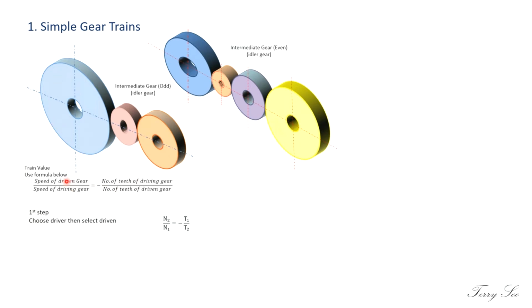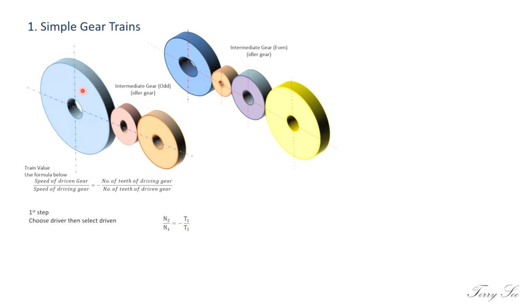Let's work out the train value for this system. The first step is to choose between the neighboring gears one to be the driver and one to be the driven. That means the blue is the driver, and the brown one is the driven. I name this as the second gear and this as the first gear. So you have the driven speed, N2, over the driver speed, N1, equals, always put a negative sign. Since this is 2 to 1 here, you should put 1 to 2 on the other side, that means T2 over T1.